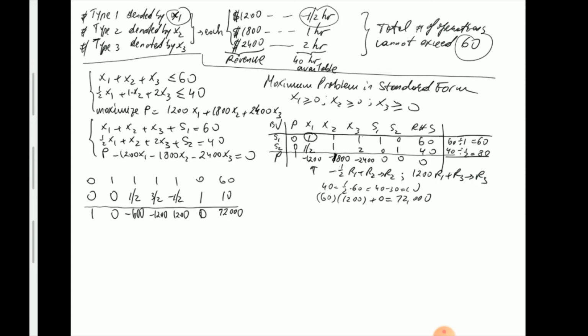Okay, we still need to pivot, right? Because we still have negative entries on the P row. Now the pivot column is this one, the third column. And let's look at the ratios in order to pick the least ratio. 10 divided by 1/2, that's 20. 60 divided by 1, that's 60. Which means the least ratio is going to be 20. So that's going to be my new pivot.